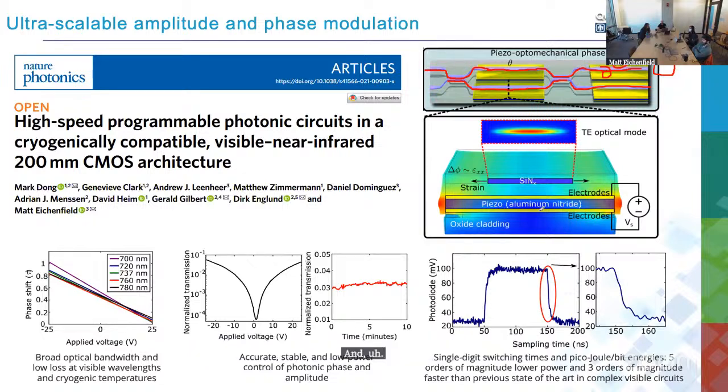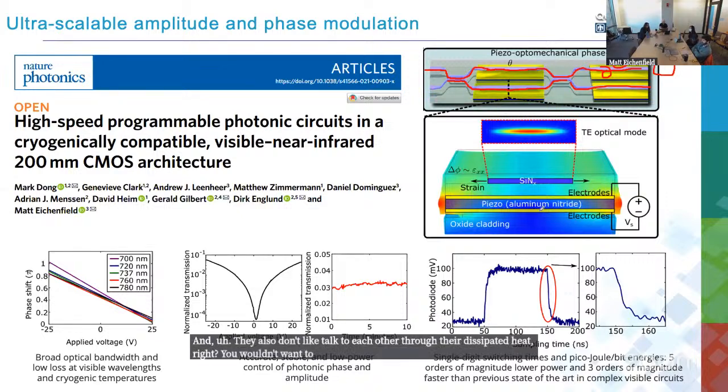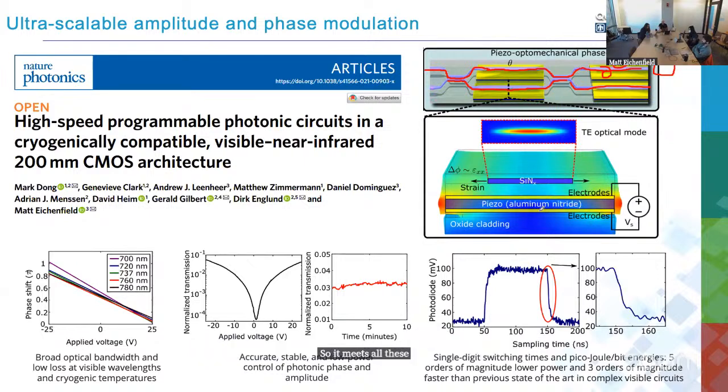They also don't talk to each other through their dissipated heat, right? You wouldn't want to turn a voltage on in this device and it gets so hot that the device next to it also gets disturbed, right? So they have low crosstalk. So it meets all these really stringent specifications.